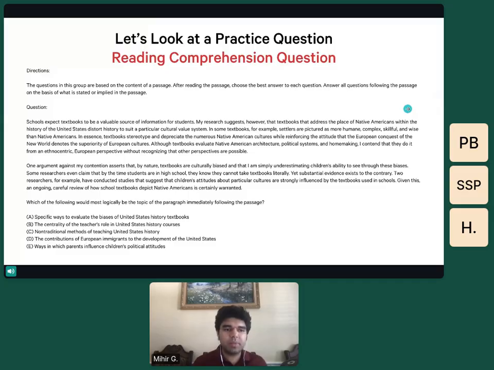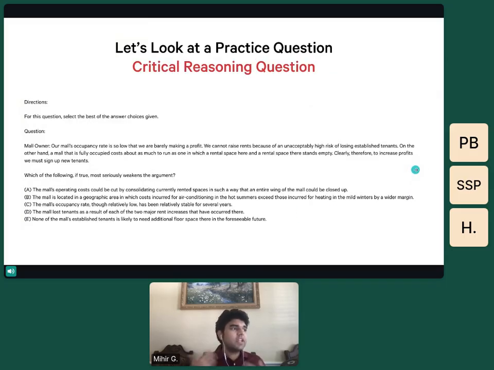Looking at a reading comprehension question, this is the type of question that you'll get. You'll have a passage of about 2 to 3 paragraphs in length, and you'll get a few questions back to back. You won't be able to see those questions all at once. You'll see 1 question at a time, but you'll have about 3 to 4 questions from the same passage. Then you'll also have critical reasoning questions. As you can see here, the paragraph is a lot shorter, only about 1 to 2 sentences in length. Then you'll have a question, and you'll have 5 answer choices.